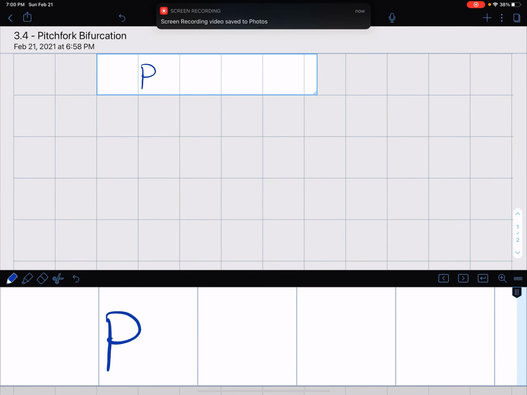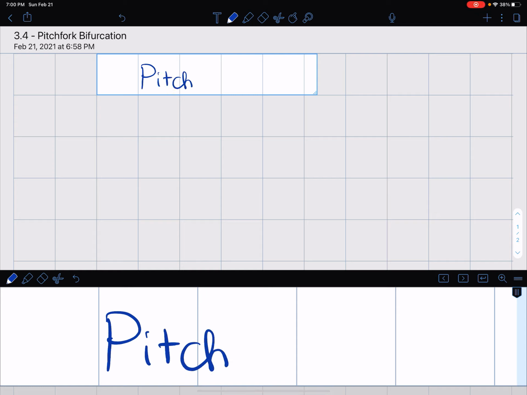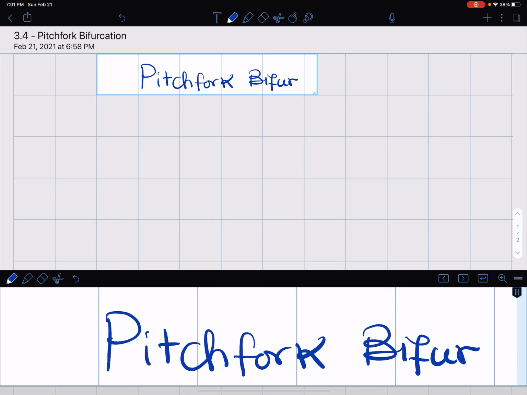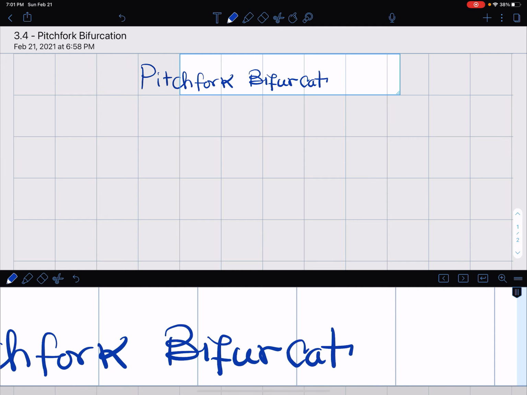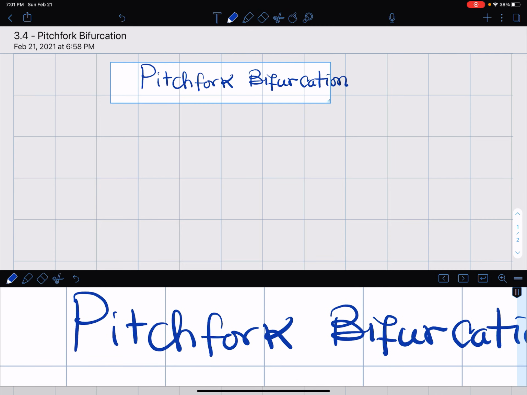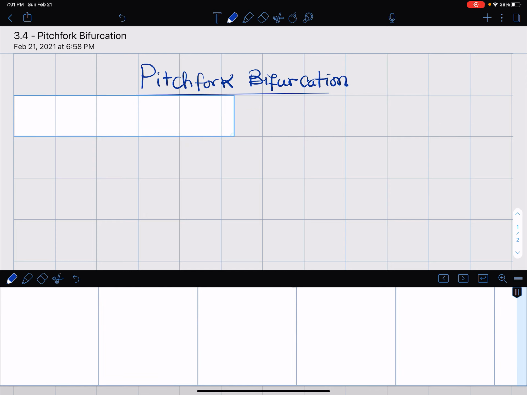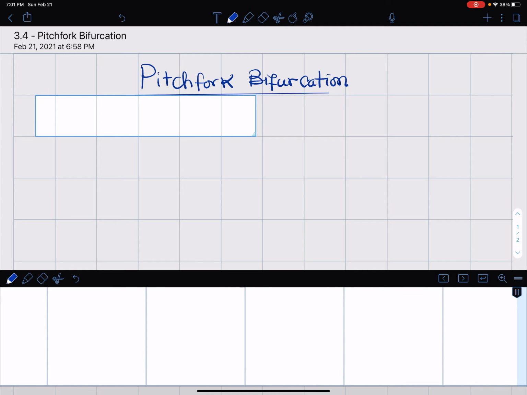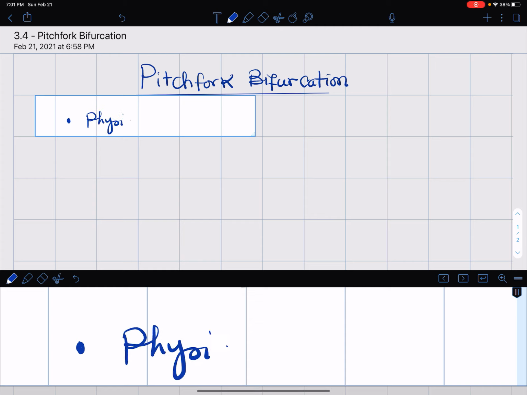Let us continue our study of bifurcation. This time, let's look at pitchfork bifurcation. All right. Pitchfork bifurcation usually occurs when you have a physical system with symmetry.